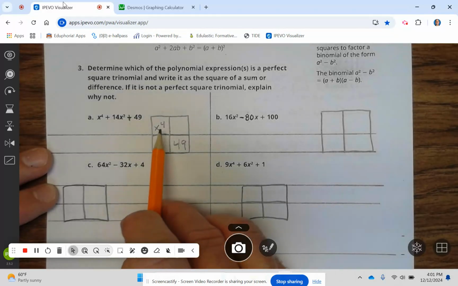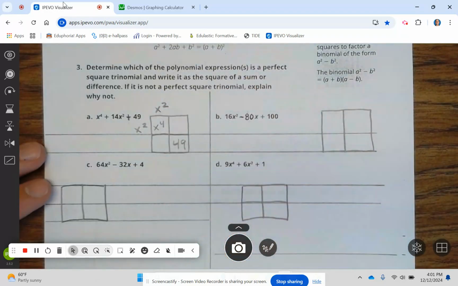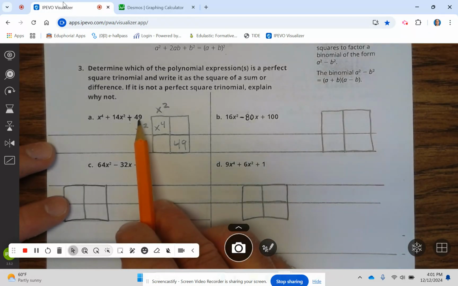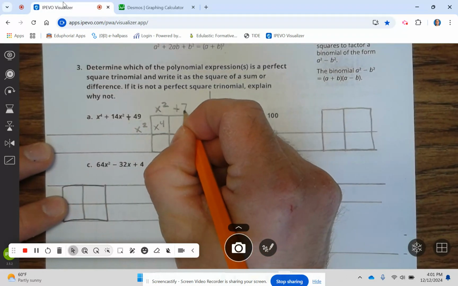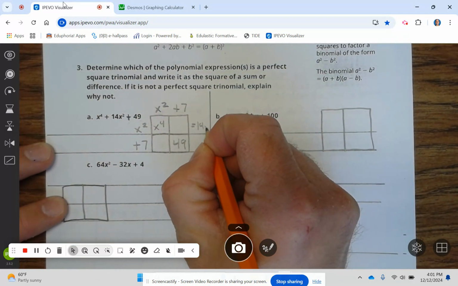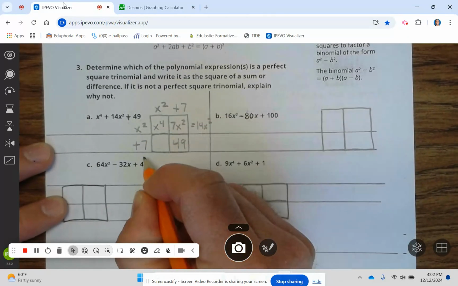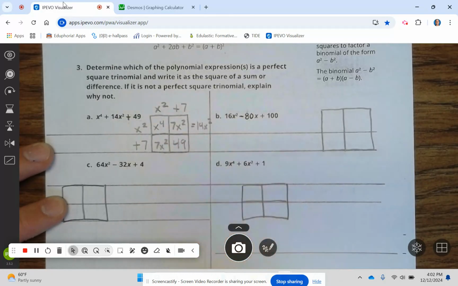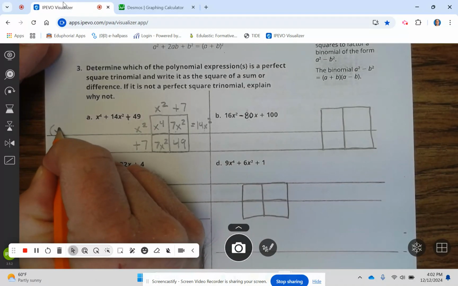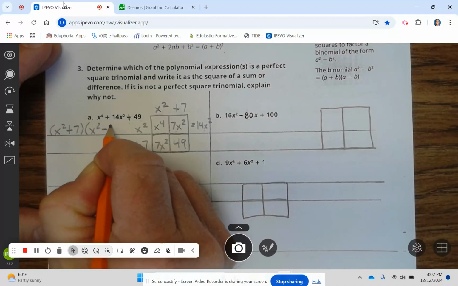Now, we need to think about what makes x to the fourth. Well, that's x squared and x squared. And we're thinking perfect square, so same number, okay? So to get 49, we use plus 7, plus 7. And as this works, we'll get 14x squared right here. Okay, so let's check. x squared times 7 is 7x squared. 7 times x squared is 7x squared. 7x squared and 7x squared is 14x squared. So this factors to be x squared plus 7 times x squared minus 7.